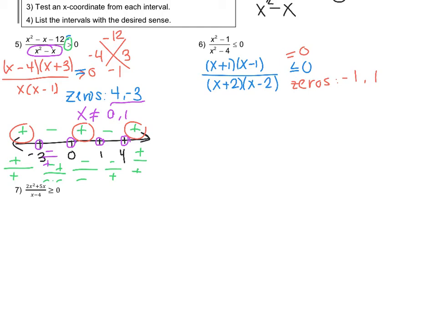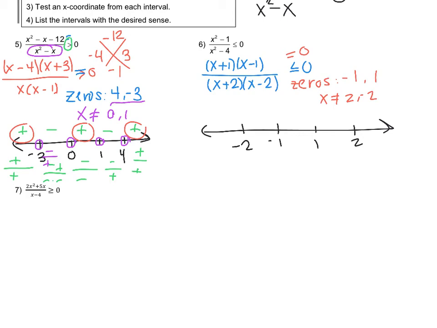Next, I need to look at my restrictions, my values that x can never equal no matter what, because I have to make sure I test points around those boundaries as well. So x cannot equal positive or -2. Once I have all of my zeros and my restrictions, then I place those on a number line and use the test point method. So -2, -1, 0, whoops, I don't need 0 on there. I just need +1 and +2.